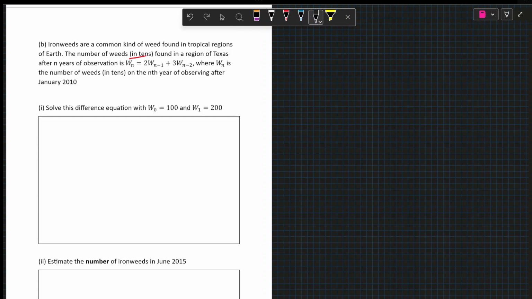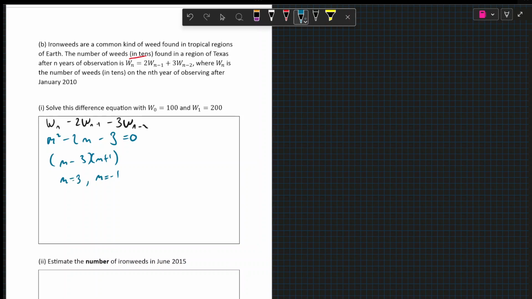So we're going to start with the characteristic. We move everything to one side. I'll write it as Wn minus 2Wn minus 1 minus 3Wn minus 2. So the characteristic is m squared minus 2m minus 3 equals 0. We can factor this as m minus 3, m plus 1, and so we get that m is 3 or m is negative 1. So the solution, therefore, is Wn equals C1 times 3 to the n plus C2 times negative 1 to the n.